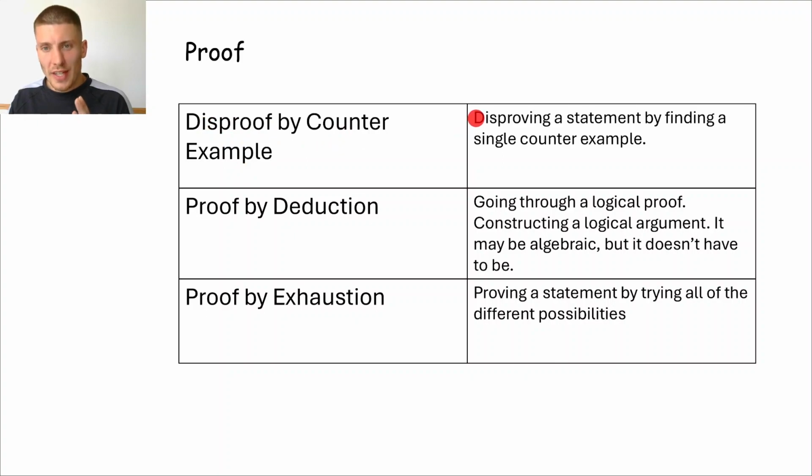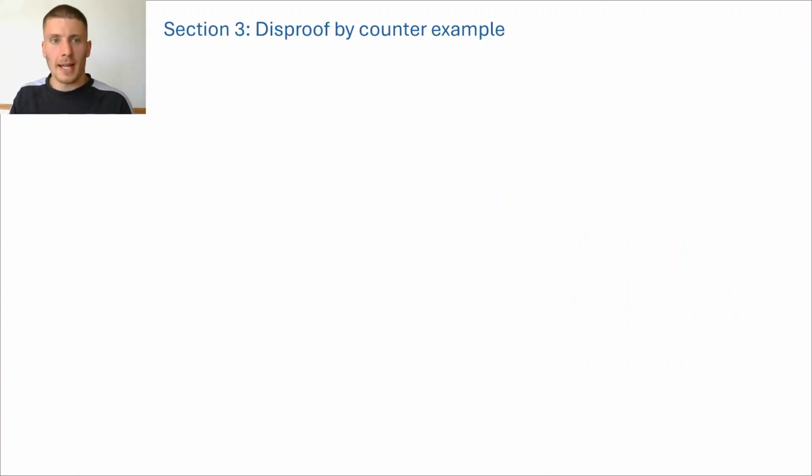Okay, so that is where you disprove something. This is the only one where you're disproving it. Okay, so you're disproving a statement by finding a single counterexample. Which is different to proof by deduction and proof by exhaustion, where you're just trying to prove it. You're not trying to disprove it. Anyway, let's get into disproof by counterexample. That's what we're doing today.